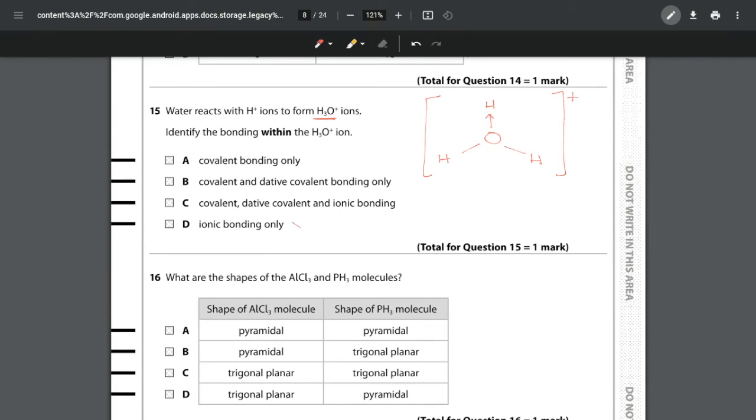So we know that we don't have any ionic bonding because there are no metals here. So that gets rid of C and it gets rid of D. That leaves us with covalent bonding only, or covalent and dative. And we know that to react with this hydrogen ion, as was shown in the diagram, we get that dative bond where the lone pair of the oxygen is bonding. So our answer must be B.